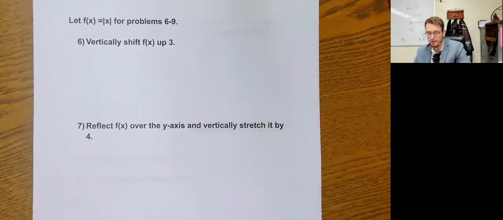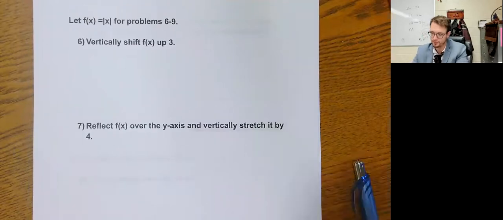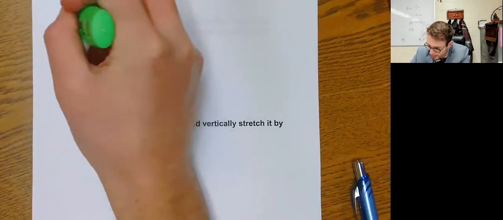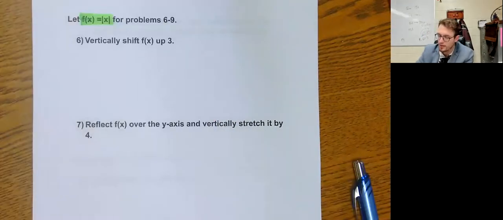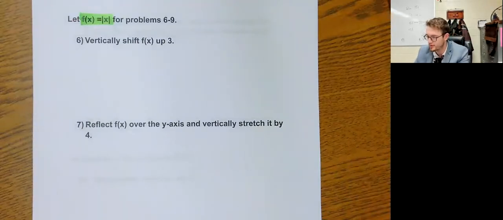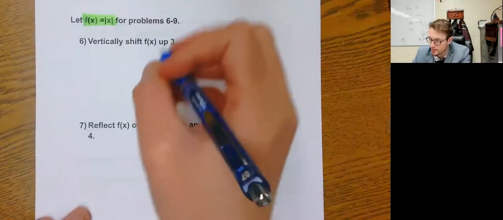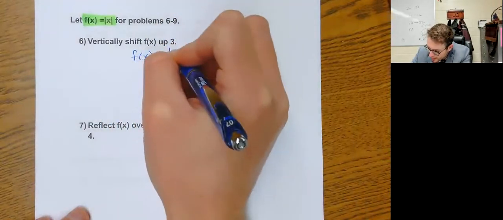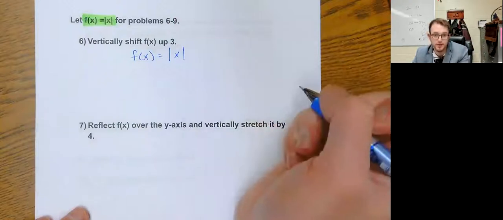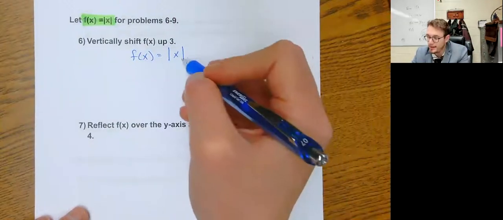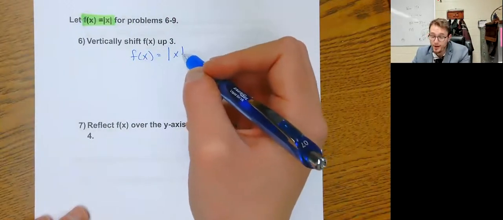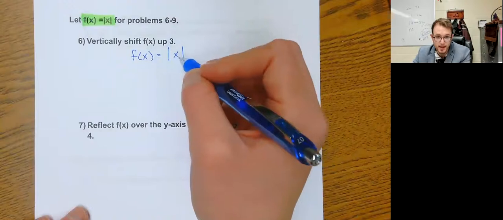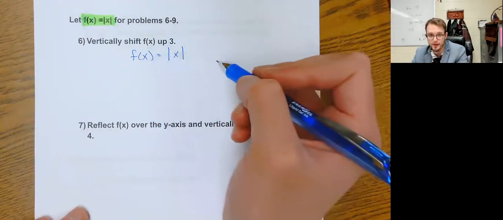Okay. So now we have f of x equals absolute value of x for problems 6 through 9. So for these next 4 problems, we have that. So we're going to start with f of x equals the absolute value of x. Now I like the absolute values because there's a very clear inside. There's inside the absolute value and there's outside the absolute value.